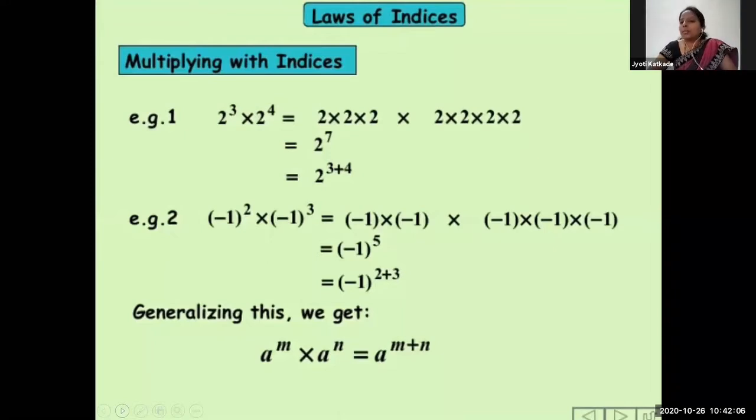2 raised to 3 means we have to multiply 2 three times, means 2 into 2 into 2. Again, there is a multiplication sign between 2 raised to 3 and 2 raised to 4. After that, 2 raised to 4, so take multiplication of that 2 four times: 2 into 2 into 2 into 2. Means 2 raised to 3 and 2 raised to 4.